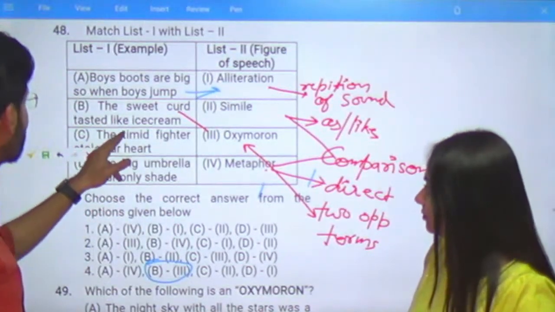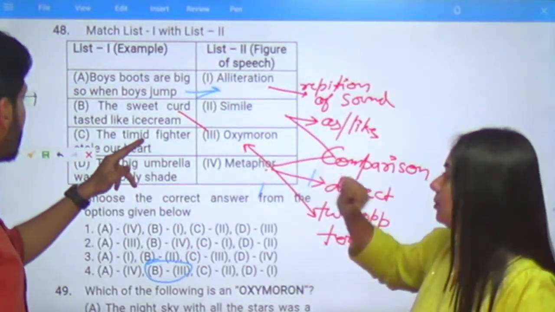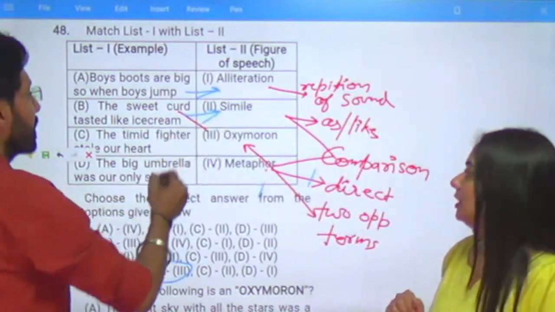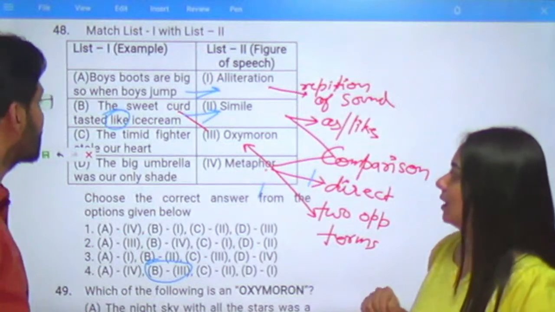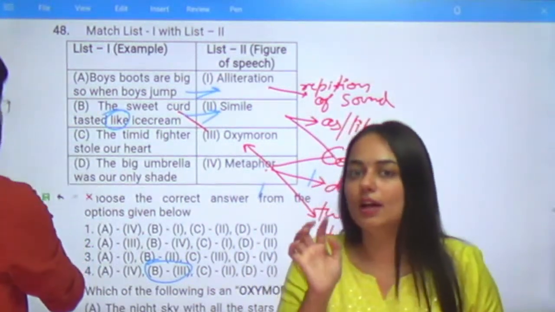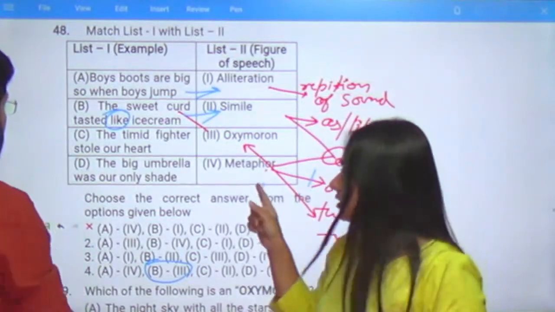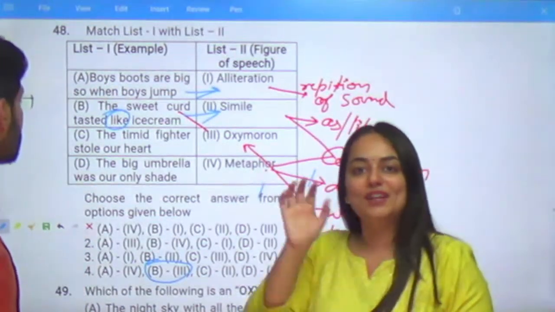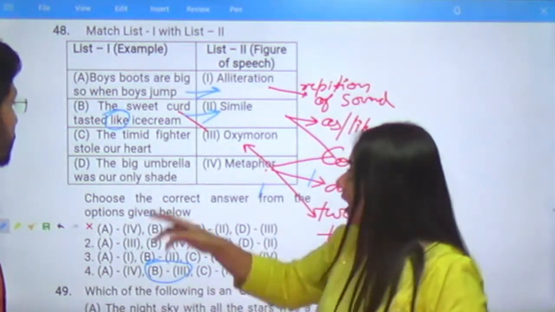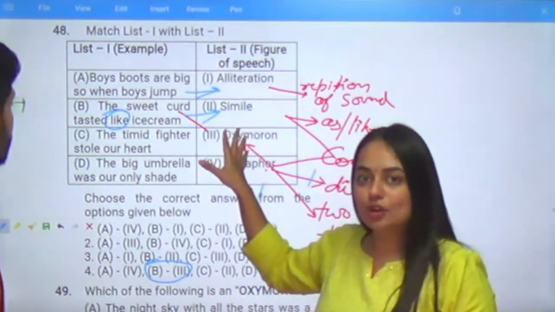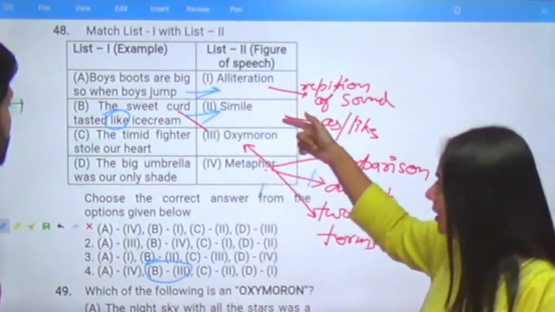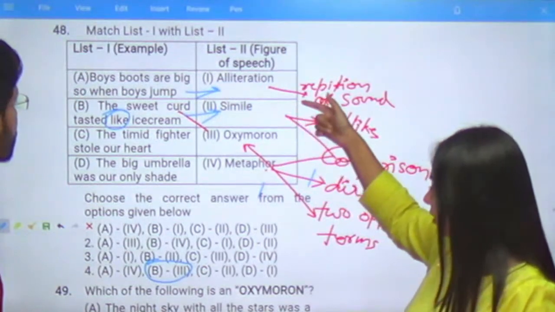The sweet curd tasted like ice cream. Should definitely be also. Okay, like ice cream. This can be simile. Yes. Because of like, it is simile. So, see, this can also happen. Within the same sentence, they can use different figures of speech. Just as we were struggling with this one, you may also come across this confusion. So, then you have to change your choice. Ab yahan pe sweet curd oxymoron bhi ho sakta hai, but because of like, we can take it with simile also. Let us see if we have second one for the B.